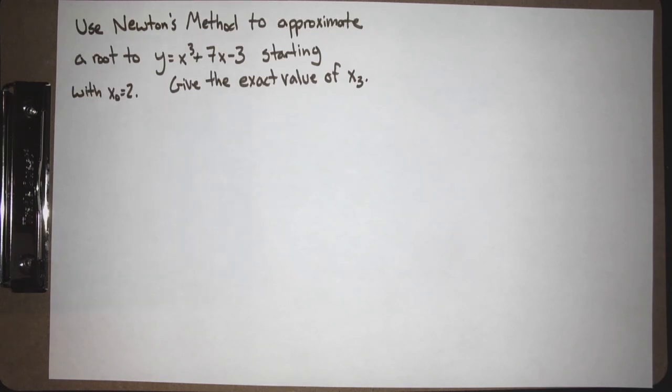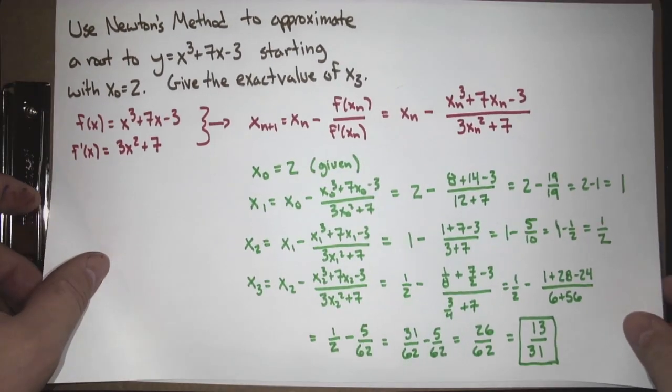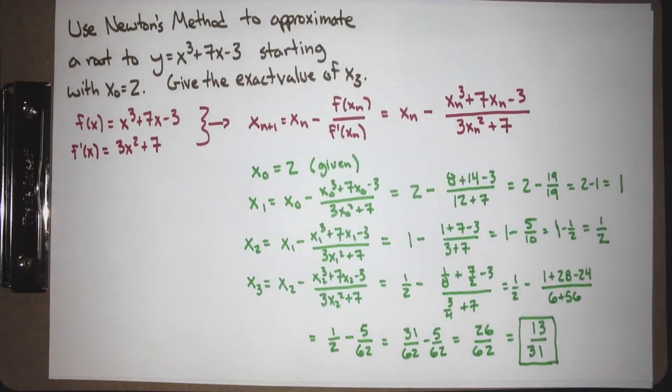Who found x1? What did you find? 1. Good. Who found x2? A half. All right. And x3, 13 over 31. So again, the procedure: set up the recursion, and it's just a matter of plug away. And just be patient, take your time. Any questions?